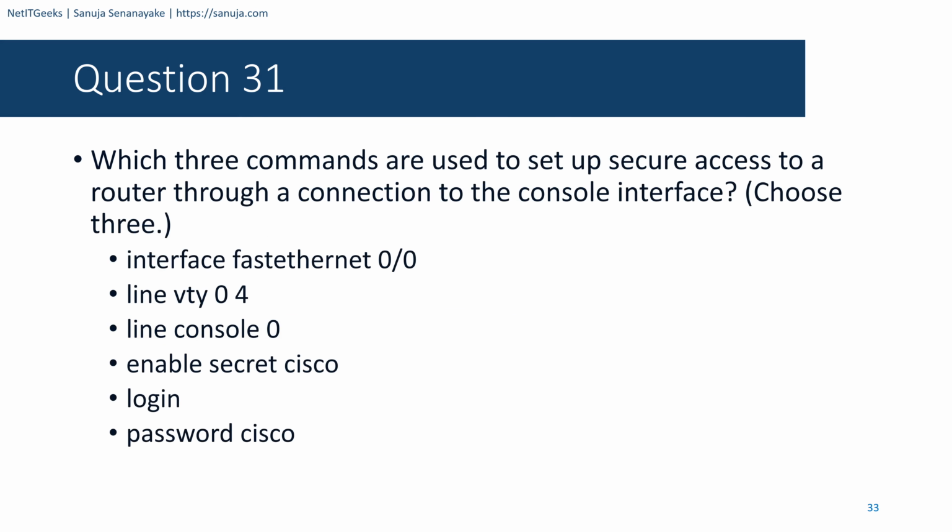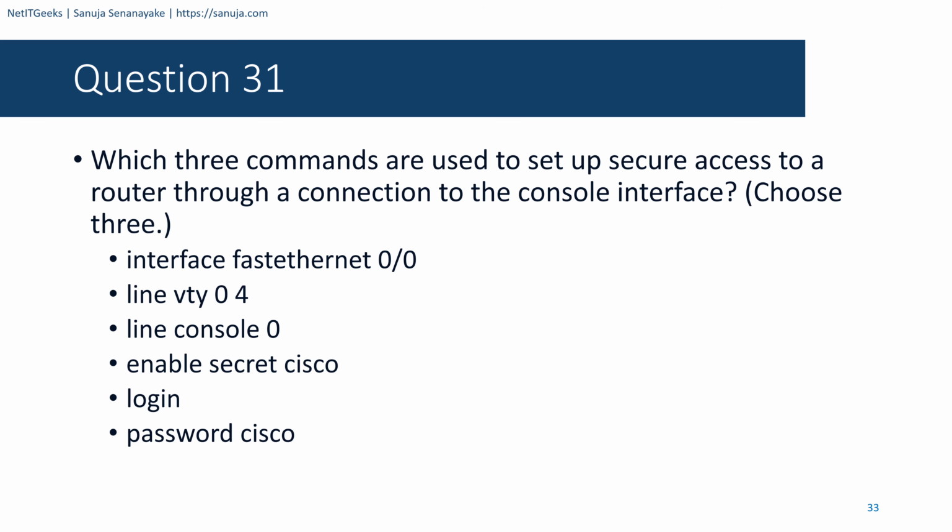Question number 31. Which 3 commands are used to set up secure access to a router through a connection to the console interface? You need to pick 3 answers here. So we're asking for 3 commands that we can use to secure access to a router through a connection to the console interface. So they include the answers listed here: interface FastEthernet 0/0, line vty 0 4, line console 0, enable secret Cisco, login, password Cisco. So which 3 commands must you use to secure access to a router through a connection to the console interface?